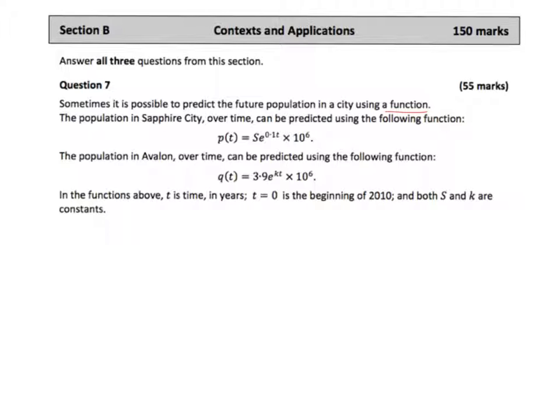And from just a basic glance at the 2 functions, we can see here that they're going to involve logs and indices. So we can see our indices here, and we are going to have to use those in order to solve these functions. Okay, so the first part of the question then relates to Sapphire City.